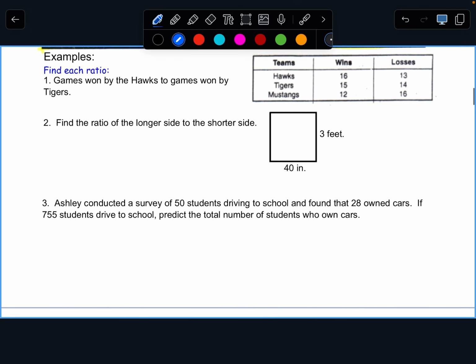Okay, so these are like the first couple questions on your ACT. They'll give you a chart or something, and they say write a ratio or what's the ratio of something like that. Games won by the Hawks to games won by the Tigers. This is more for a notational thing. Games won by the Hawks: you look at the table and look at wins, then you find Hawks and it's 16. So you write 16, or if you're going to put it in a fraction, it would be the numerator.